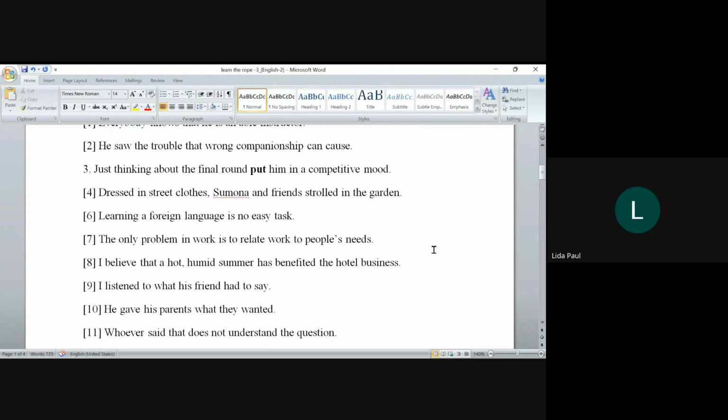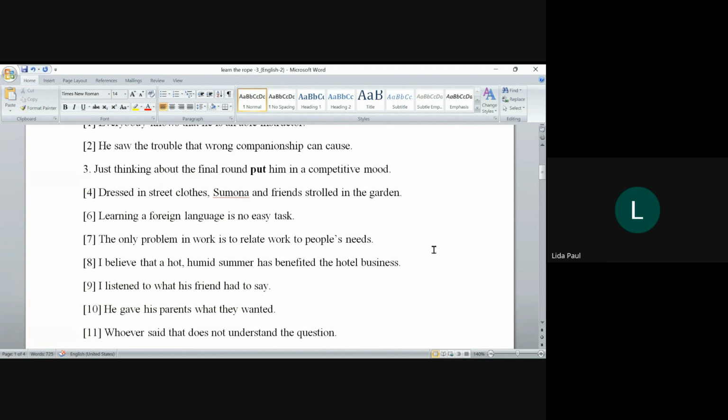Seventh one. The only problem in work is to relate work to people's needs. You do the subject verb object analysis. It'll be easier for you to do that. The only problem in work is to relate work to people's needs. Now, what's the verb of the sentence? To relate, ma'am. Is the main verb of this sentence to relate?